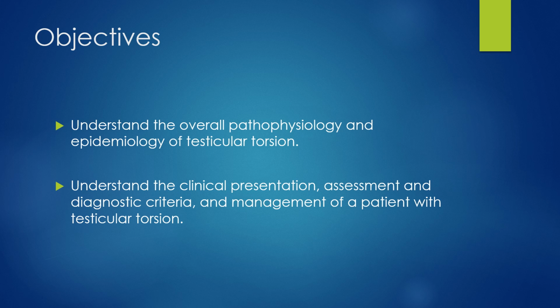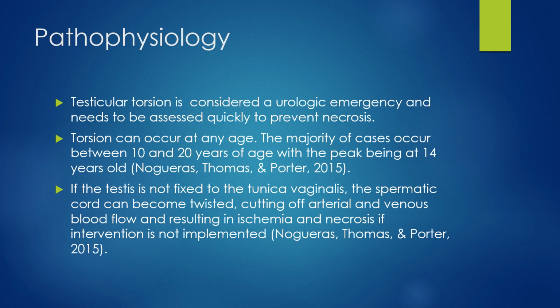The objective today will be to help providers understand the overall pathophysiology and epidemiology of testicular torsion. We will be discussing the clinical presentation, assessment findings, diagnostic criteria, and management for these patients. To begin, providers must know and understand that this diagnosis is a urological emergency that needs to be assessed promptly in order to prevent necrosis to the testes.